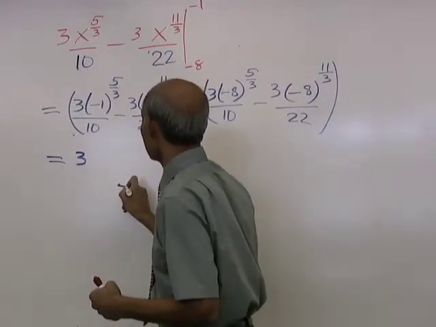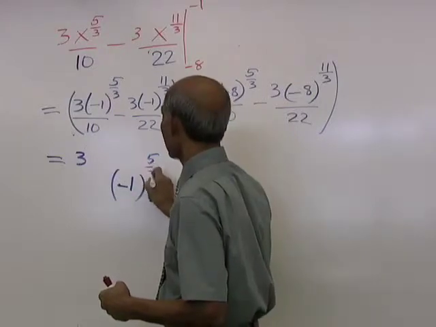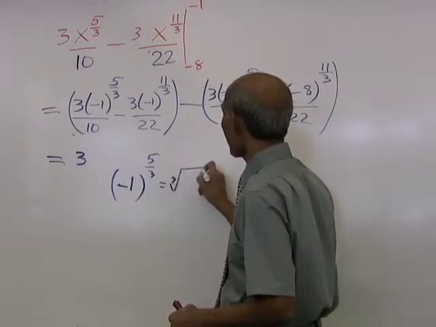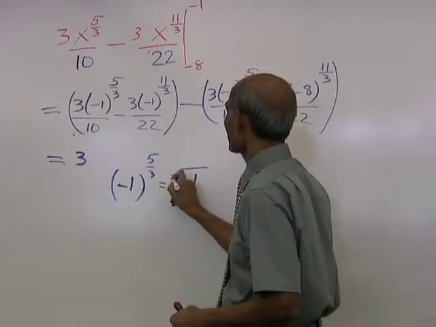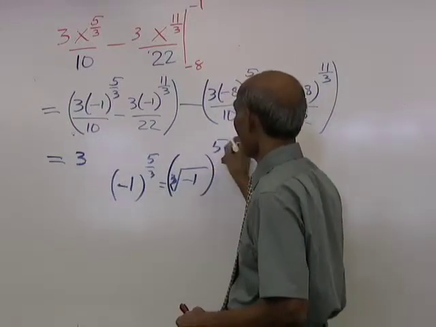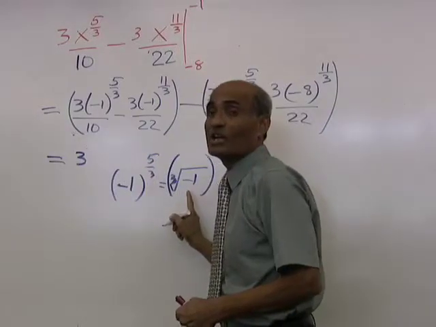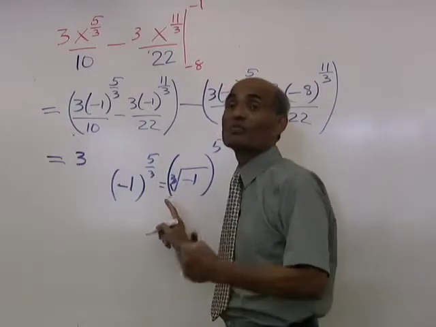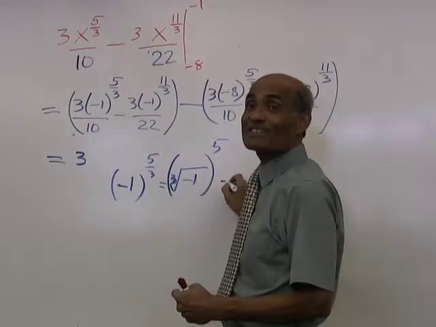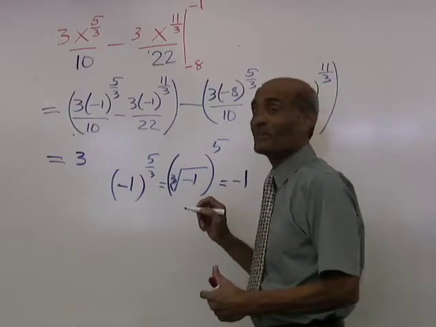-1, let me write it for you. -1 to the power of 5 thirds is the same as the cube root of -1, all to the power of 5. That's the meaning of that. So -1 to the power of 5 thirds: the cube root of -1, which is -1, raised to the power of 5, which is -1. -1 raised to the power of 5 is -1.